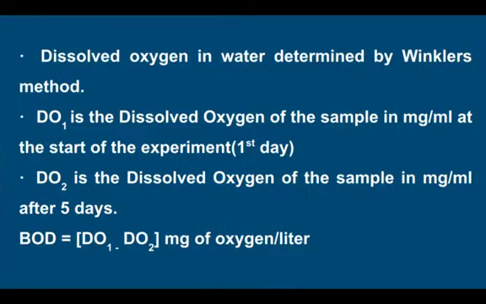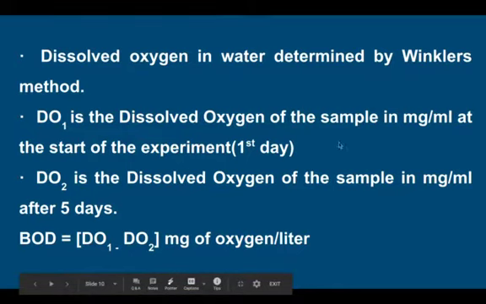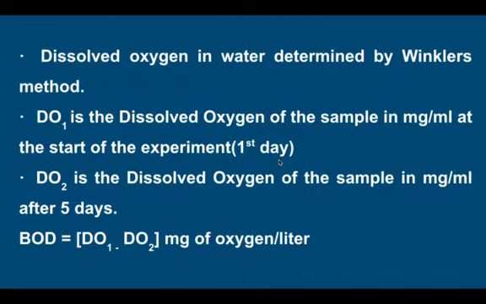Now, the dissolved oxygen in water can be determined by Winkler's method. By this method, we can determine the amount of dissolved oxygen in a definite amount of water. Let DO1 be the dissolved oxygen of the sample in milligram per ml at the start of the experiment. That is, on the first day of the experiment, let the dissolved oxygen amount be represented as DO1. Now, after 5 days, again we will measure the dissolved oxygen level. At that time, let the dissolved oxygen level be represented as DO2.